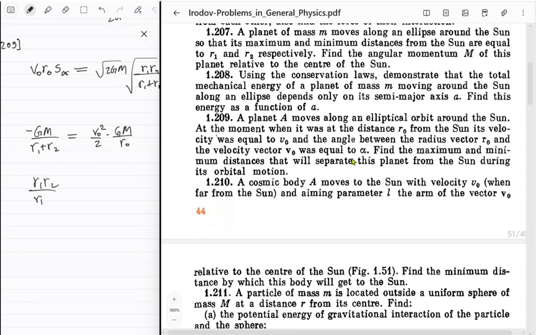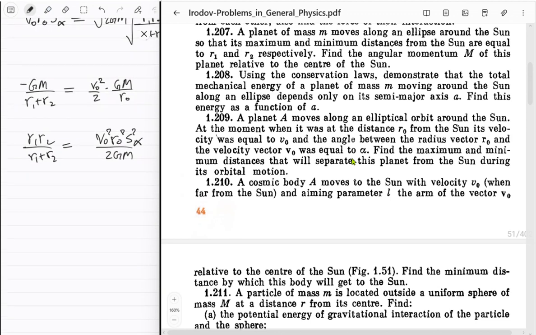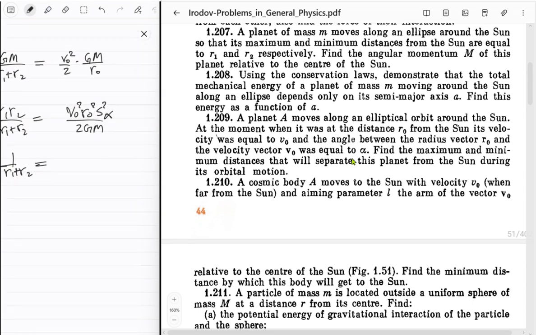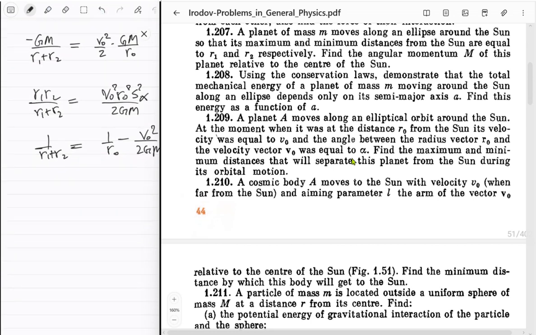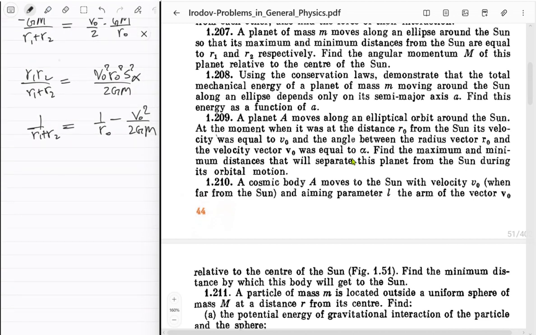That's just equal to v naught squared r naught squared sine squared alpha upon 2gn. Cool. And of course 1 upon r1 plus r2, that's just equal to 1 upon r naught minus v naught squared upon 2gn. Awesome. Right, so just dividing, you will get r1 r2 like that. So r1 times r2, that's just equal to, yeah, I get what's happening.